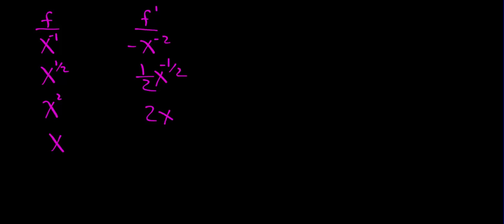So let's see here. We had x to the negative 1, right? That's 1 over x. And we found the derivative to be negative x to the negative 2. Then we did x to the 1/2. We found that one to be 1/2 x to the negative 1/2. We did x squared. We found that to be 2x. We did x cubed, and we found that to be 3x squared. We did x to the 4th and found that to be 4x cubed.